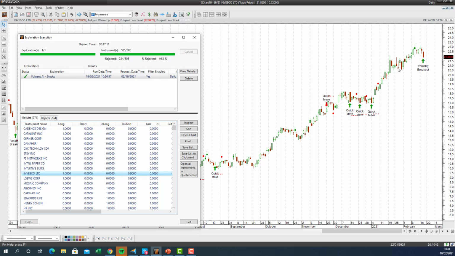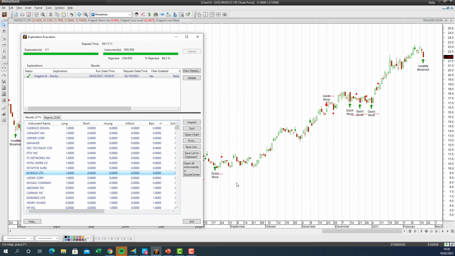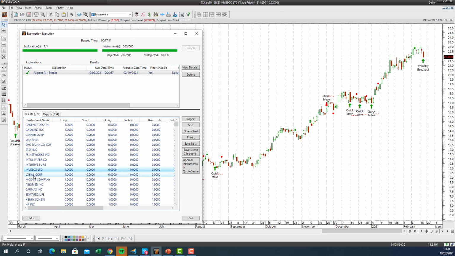Quick move. Nice rally. Capture some nice rallies with the quick move one. So if you get a quick move trade, you don't always have to sell out when the AI alerts you that the trend might be ending. You just move your trailing stop loss up higher. And in some cases, you'll stay in a trade much longer than normal.